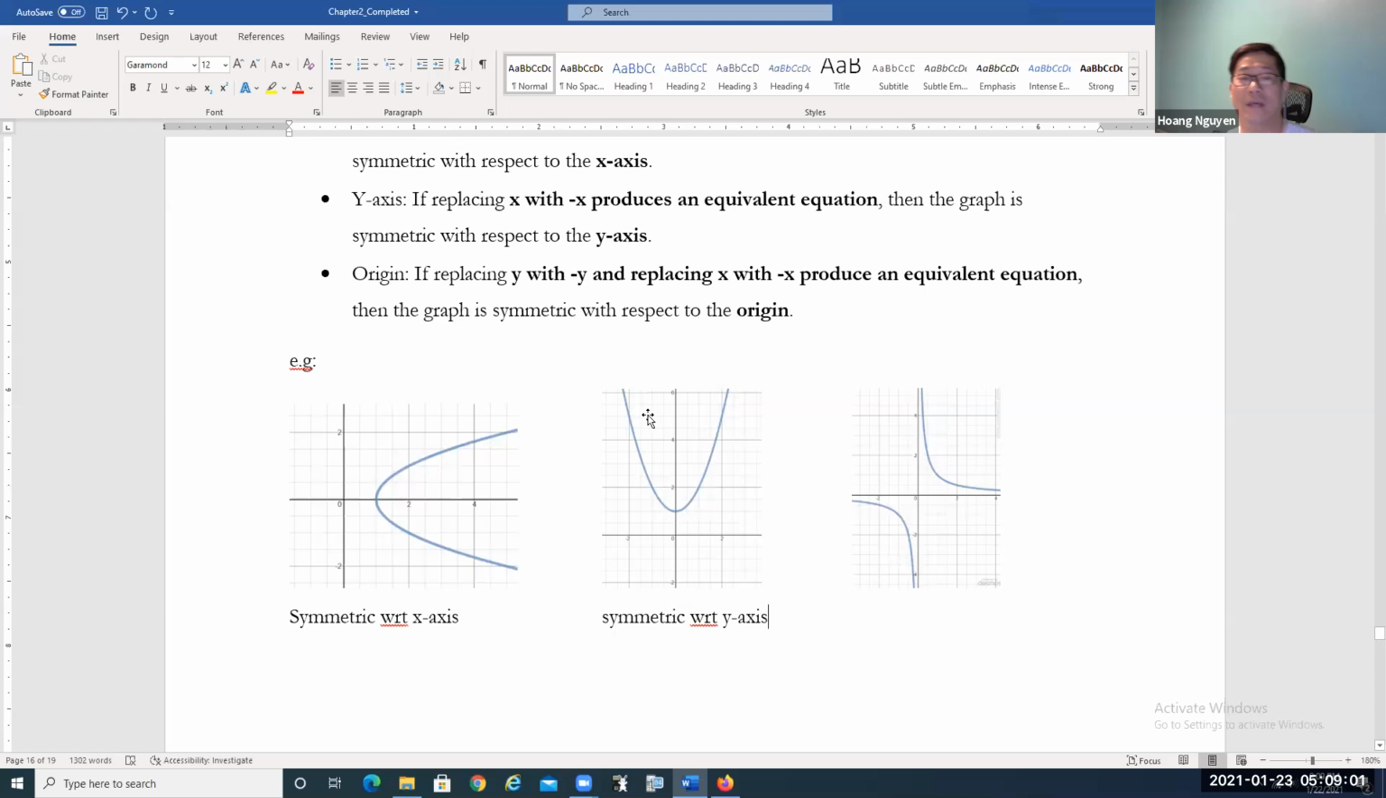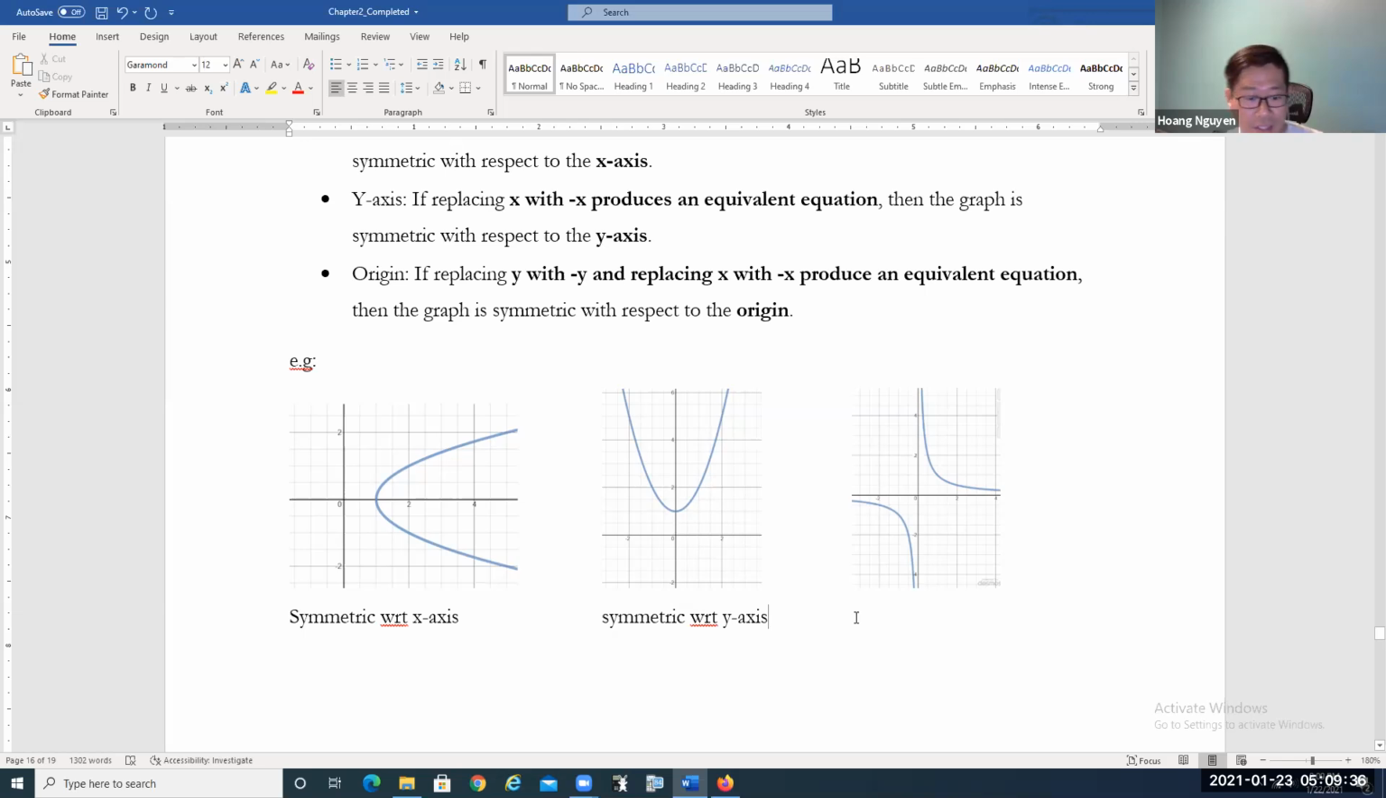You can see that the portion of the graph on the left-hand side is a mirror of the portion of the graph on the right-hand side. So when you pick any random point on the left-hand side of this graph, you will see a reflection of that point along the y-axis on the other side of the graph. Okay.